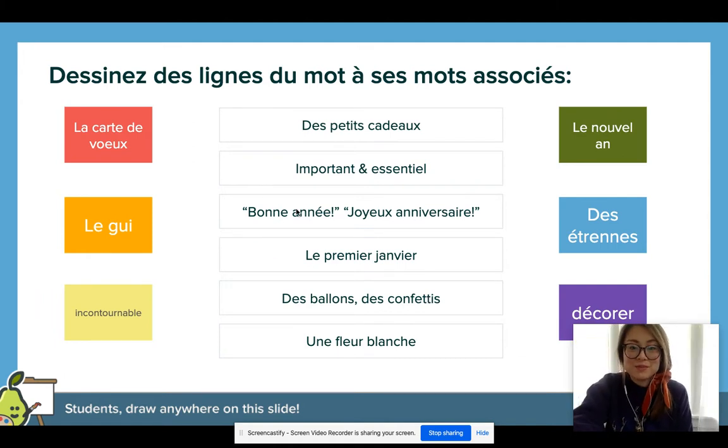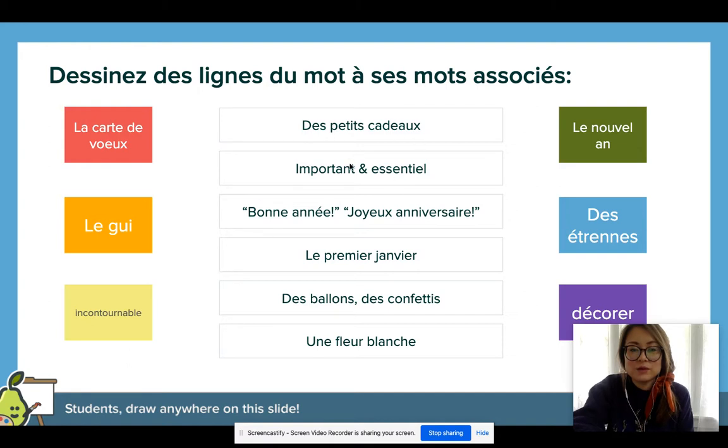Oui, très bien. Bonne année, joyeux anniversaire. So you can also give these greeting cards for birthdays, other holidays, anniversaries, things like that. Le gui est associé avec quel mot? Oui, bien sûr. C'est une fleur blanche, mais aussi c'est associé avec le 1er janvier, mistletoe.